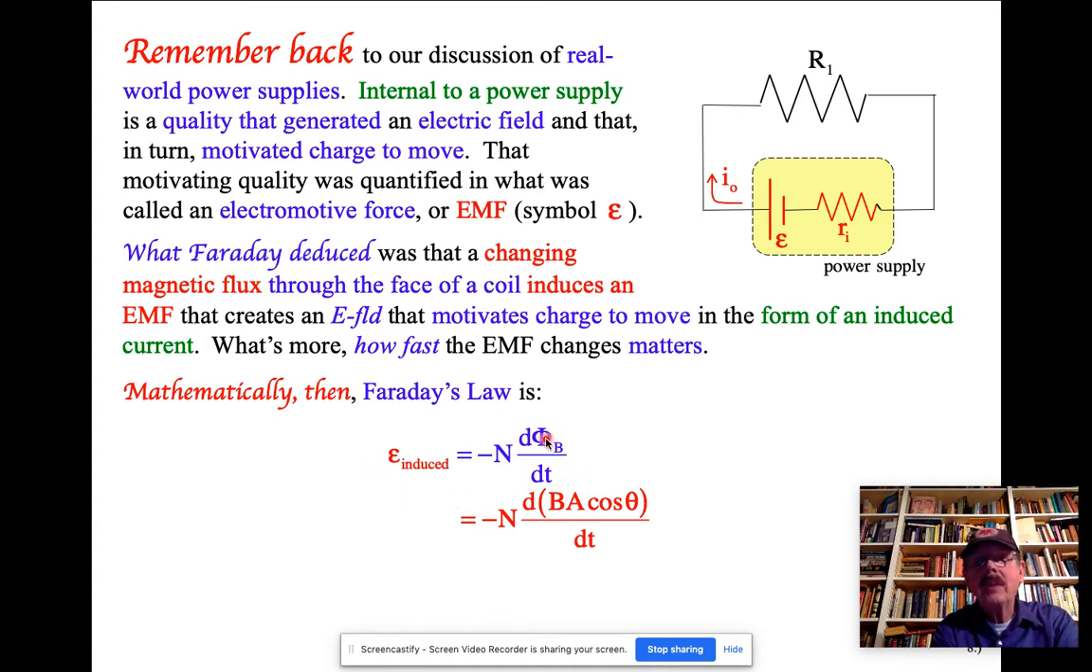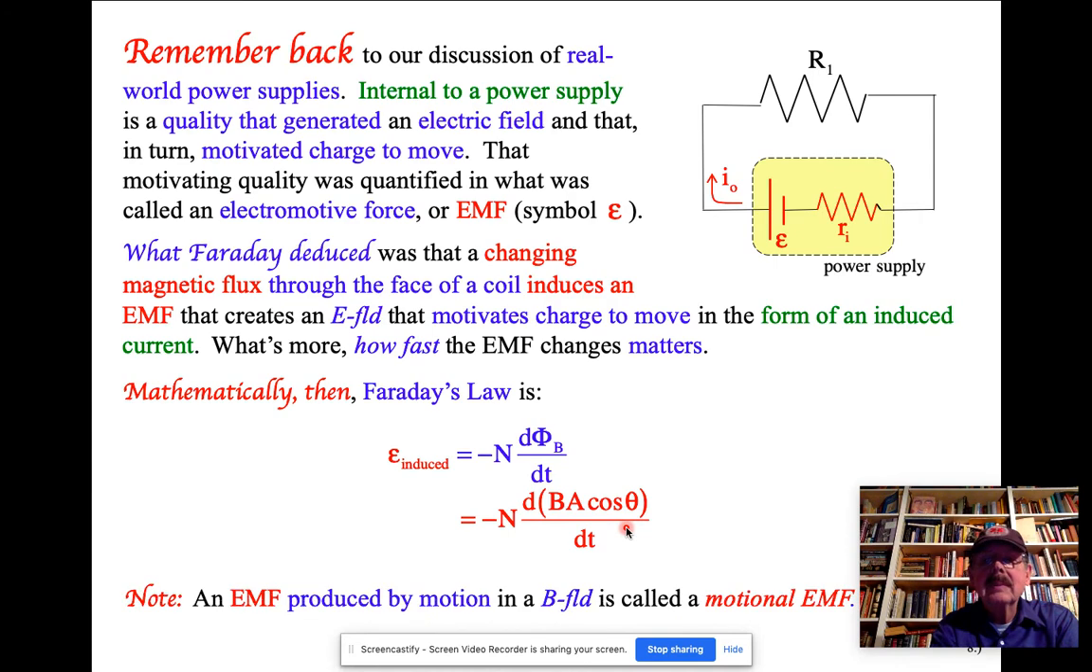And if you put in the definition for flux, B dotted into A, and then expanded it, then basically Faraday's law, the working version, looks like this. So the technique for doing Faraday's law problems is really pretty easy. You basically figure out what the flux is through the coil that you're looking at, and then you take its derivative. That's how you do these problems.